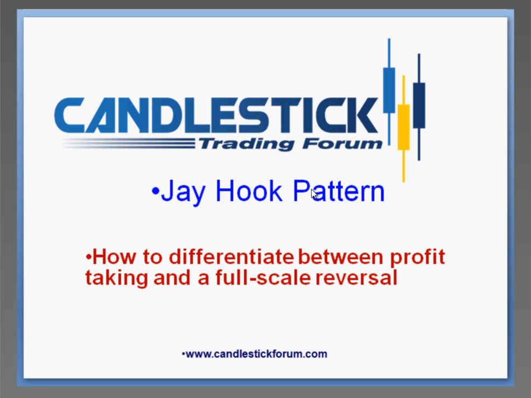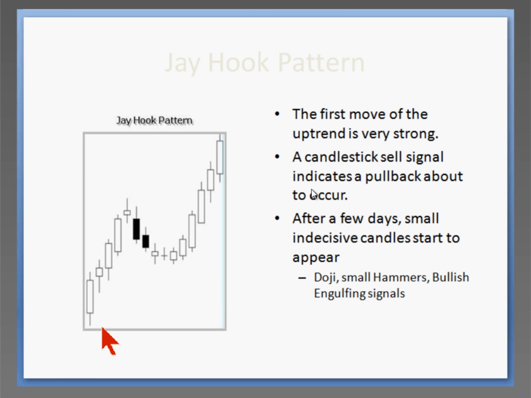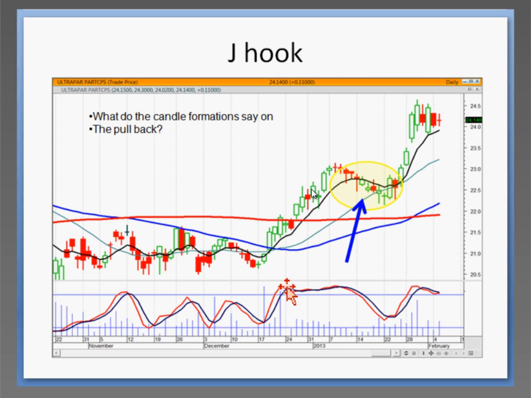The JHook pattern basically tells you how to differentiate between a reversal and just a pullback. And that's based on what the nature is of the candlestick signals. If we see a very strong price move, and then it pulls back, and then you start seeing indecisive trading, and that indecisive trading is represented by dojis, spinning tops, little hammers, inverted hammers, telling you that the investor sentiment is not that strong on the downside, getting ready for the next wave to the upside. Makes for a very strong setup for a wave 1, wave 2, wave 3, which we call the JHook pattern.